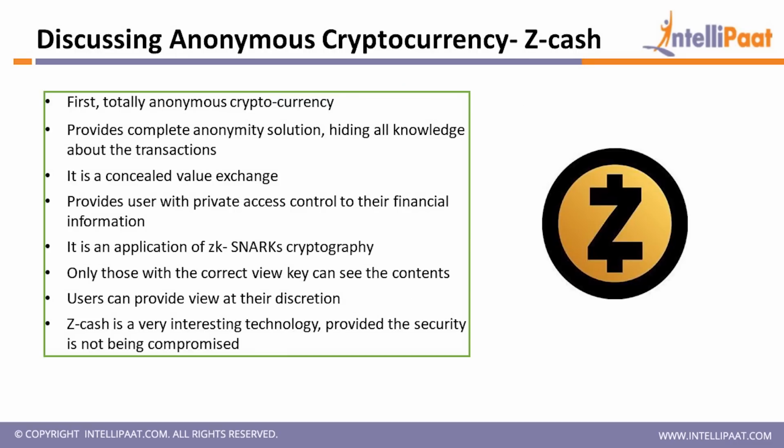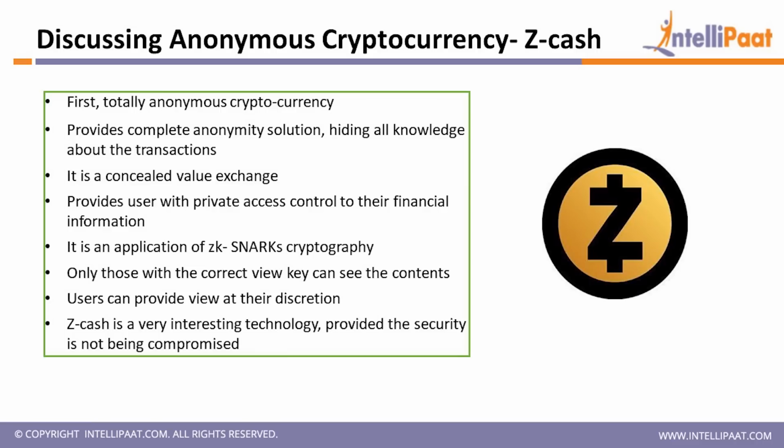So Zcash is again an example of anonymous cryptocurrency. It was the first totally anonymous cryptocurrency, and it provides a completely anonymous solution, hiding all knowledge about the transaction. No one knows who is doing the transaction and what the content of the transaction is. It is a concealed value exchange, provides users with private access control to their financial information, and it is an application of ZK-SNARK cryptography that uses anonymous identity.